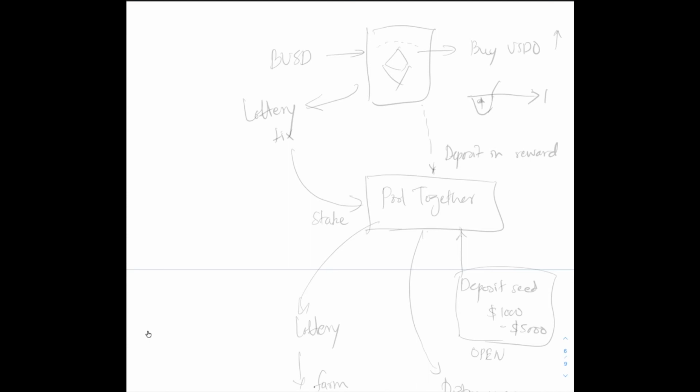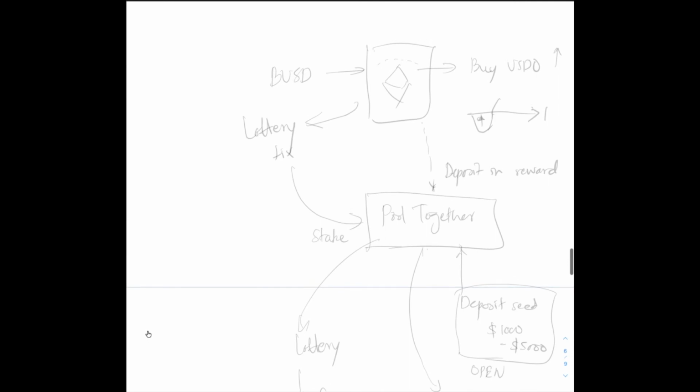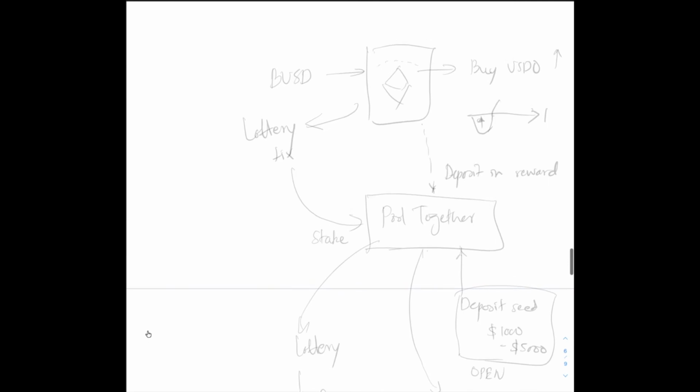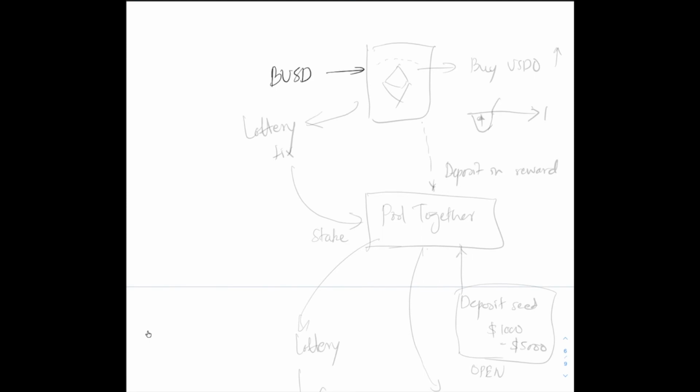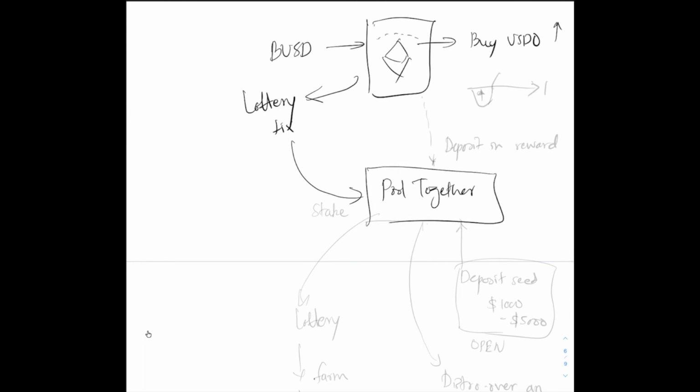So what we are really doing over here is instituting a form of a raffle, really. Lottery is not a correct term. People deploy BUSG in it and they get a lottery ticket. This smart contract then goes and uses this BUSG to buy USDO, and that puts upward pressure on the price of USDO. People who have these lottery tickets can go to a pool, where we are going to institute lotteries, and stake their lottery tickets and see if they win.